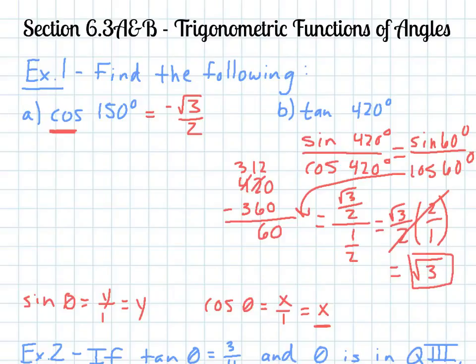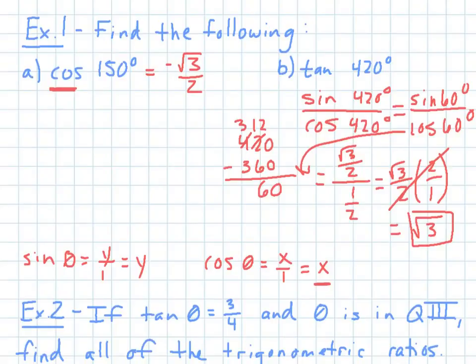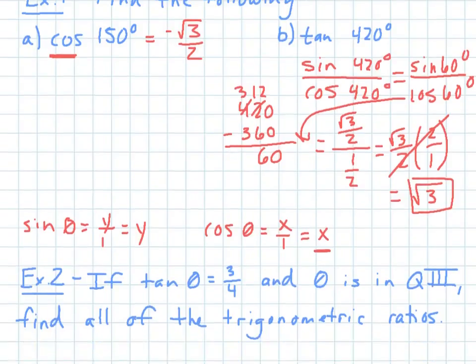Now, one other thing that we need to take notice of. Make sure you take notice of where your x and y values are negative, so that you get the correct ratio. But in tangent of 420, since it was in the first quadrant, we didn't have to worry about that.